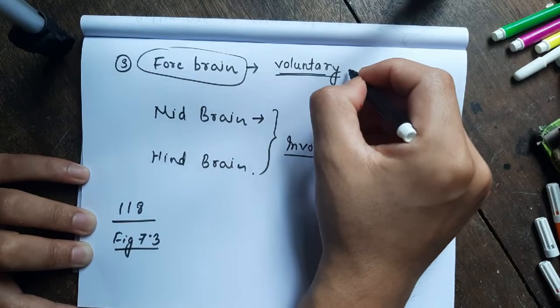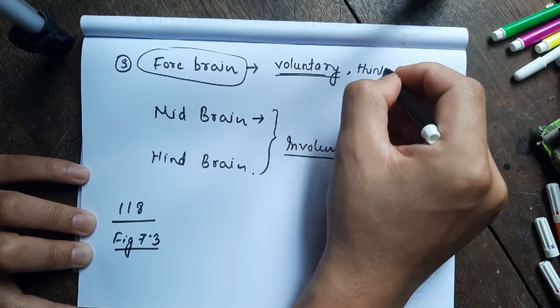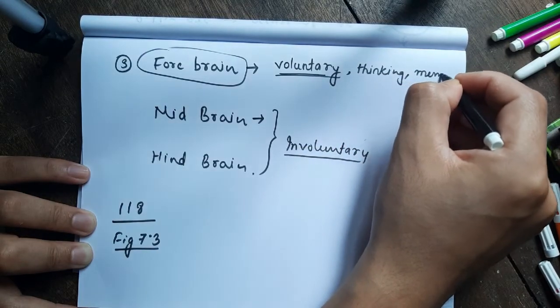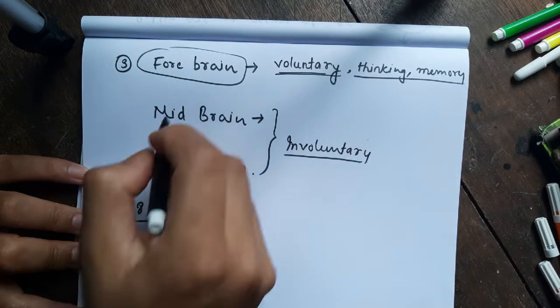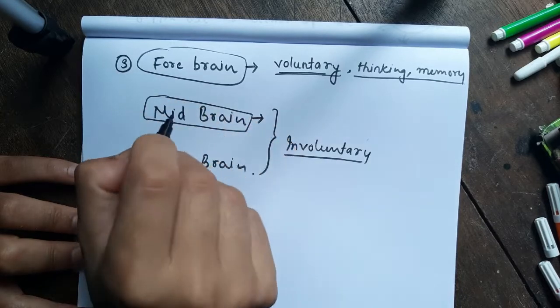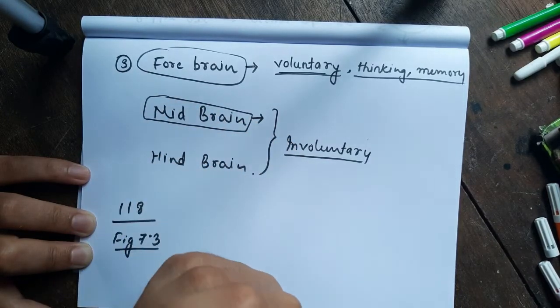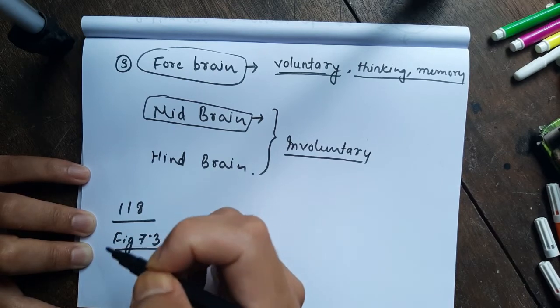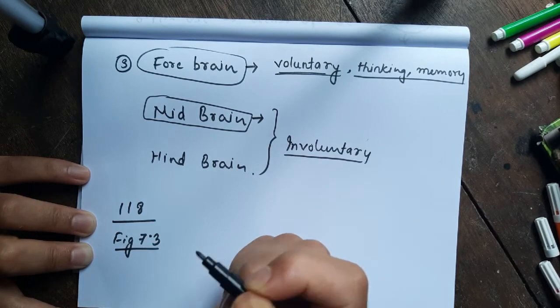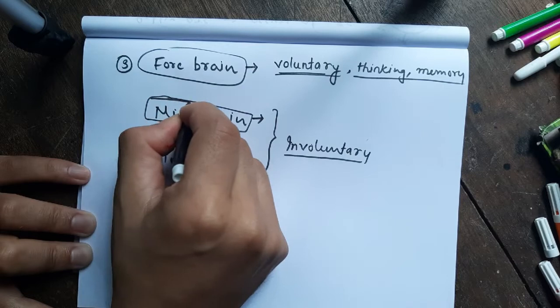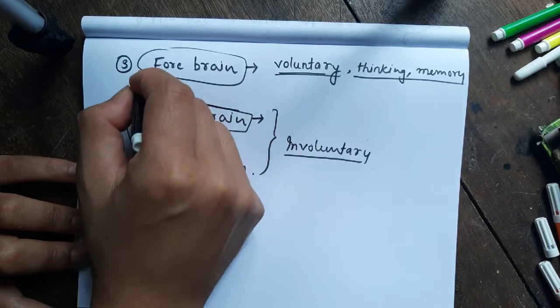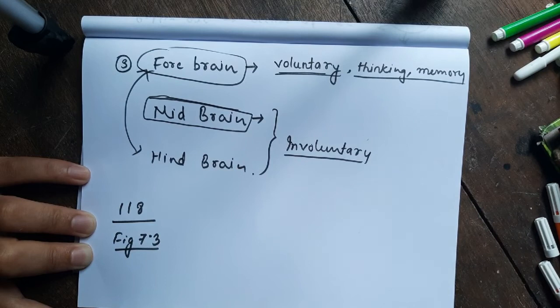Forebrain, along with the voluntary actions, will control your thinking part also, your memory, and lots of other things. Most of the things will be controlled by the forebrain. Midbrain, what does it do? It controls very few actions, some involuntary actions, as it's already given in the notes, such as movement of the eyes and audio-visual reflexes. Audio-visual reflex means suppose you heard a very loud noise, and you get shocked, you jump up. But the main part of the midbrain is to connect the forebrain and the hindbrain. It acts as a connecting bridge between them.